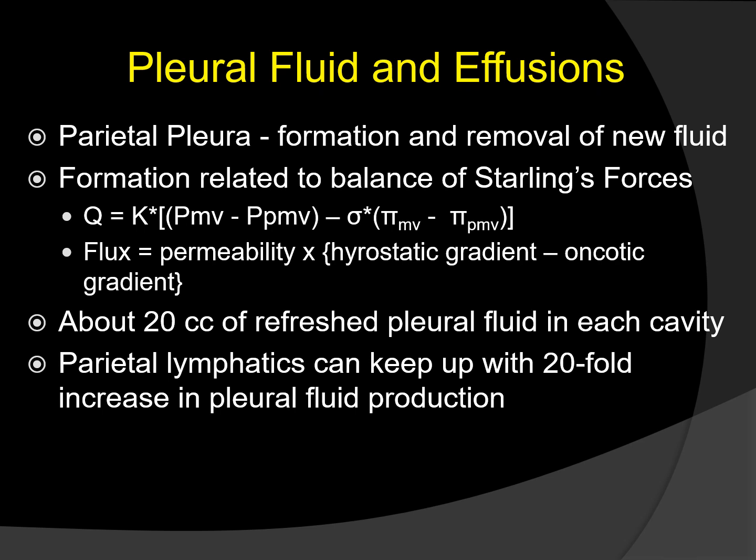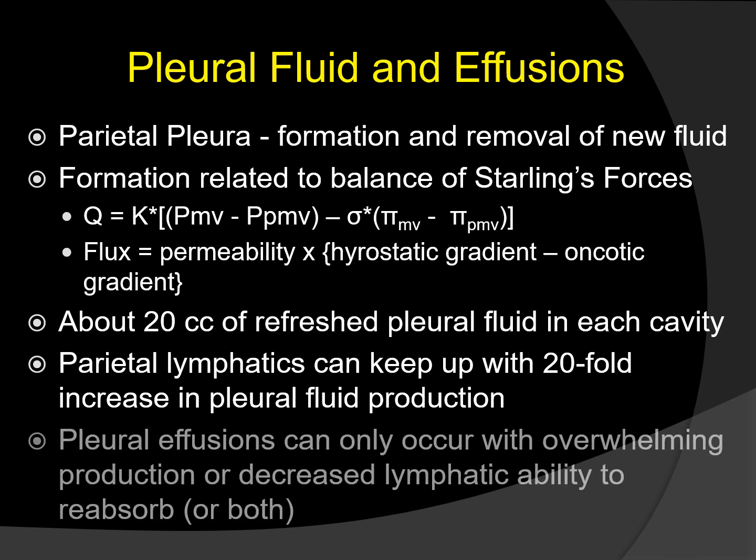Now, when we start to accumulate more than 400 cc's of fluid a day and our lymphatics can't keep up, that's when we start to accumulate pleural effusions. So pleural effusions only occur if we overwhelm production or we're unable to drain the fluid that's accumulating by lymphatics, or a combination of both increased fluid production and decreased lymphatic drainage.